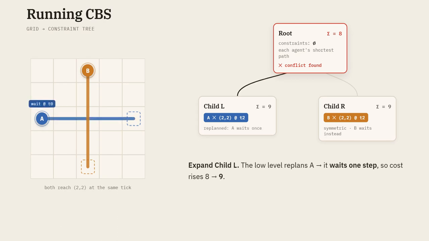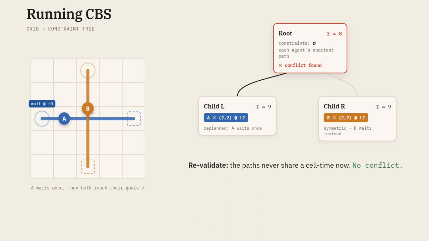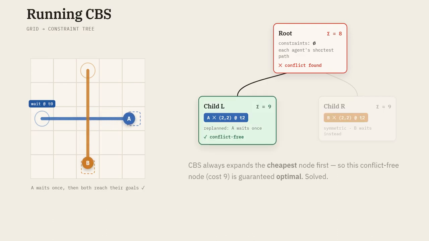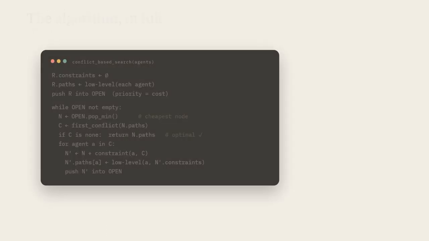We replan only agent A under its new constraint. Agent A now waits one step before proceeding. Its path is one move longer, so the cost rises from 8 to 9. We validate again. This time, the paths never share a cell at the same time. No conflict remains. And because CBS always expands the lowest cost node first, this conflict-free solution is guaranteed optimal.